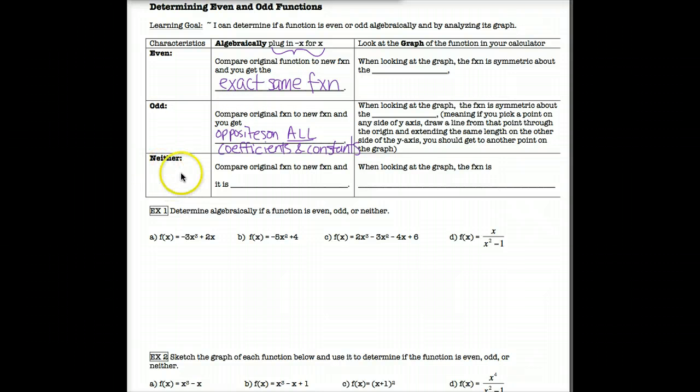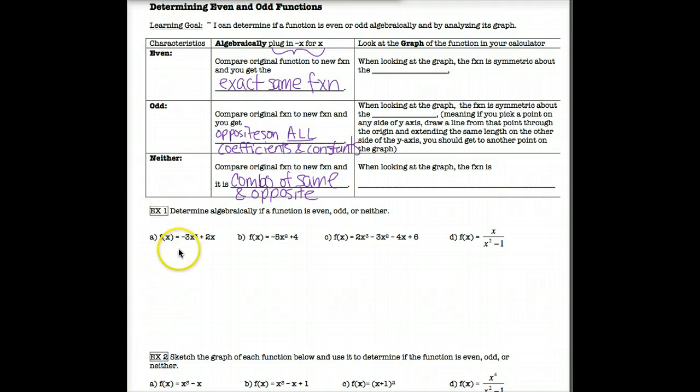So neither is when you plug in negative x for your x, you're comparing them, and it's a combination of some of the terms being the same and some of the terms being opposite. So if you have that combination, then it's neither even nor odd. Okay, so now that we've talked about this algebraic comparison, we're going to look at example one to kind of bring that to life, so to speak.